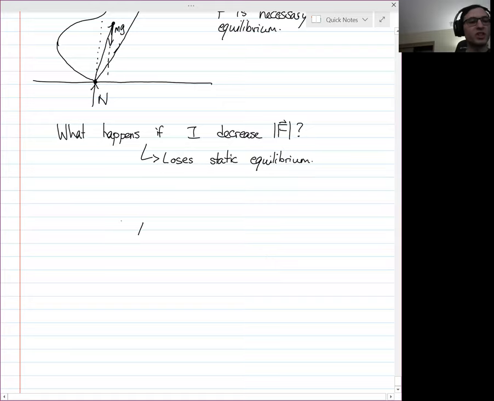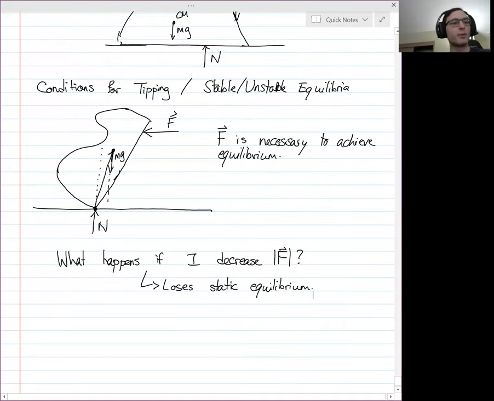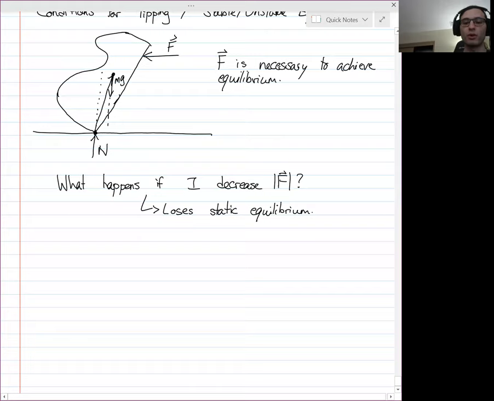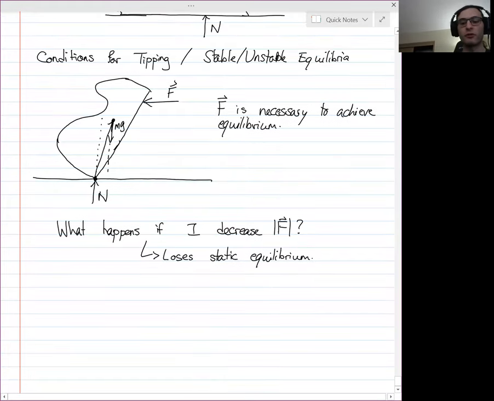So what's the conclusion then? What do we learn from this thought experiment? Well, for any object, if the only acting forces are gravity and the normal force, then the object falls over if the normal force cannot be under the gravitational force. For example, if the applied force F here in this diagram was zero, the object will fall over, because the normal force cannot be directly underneath the gravitational force.